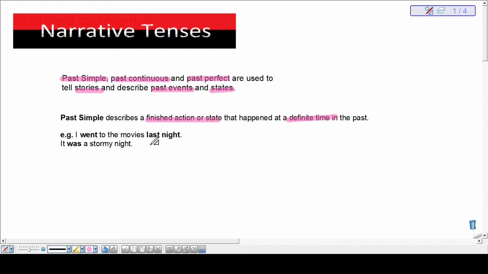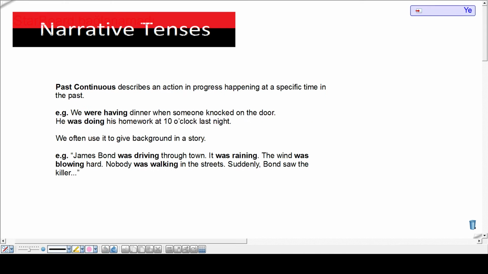Now, what about past continuous tense? Past continuous describes an action in progress happening at a specific time in the past. In other words, it describes incomplete actions. Here are the examples. We were having dinner when someone knocked on the door. Another one, he was doing his homework at 10 o'clock last night.